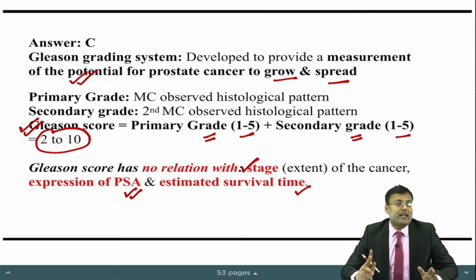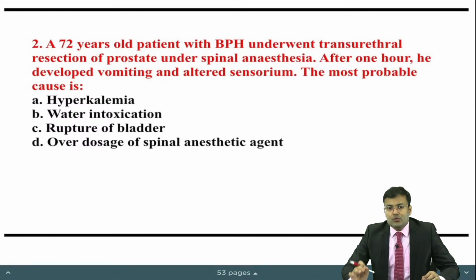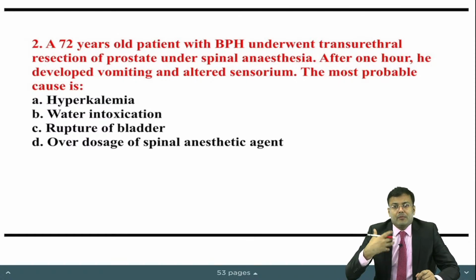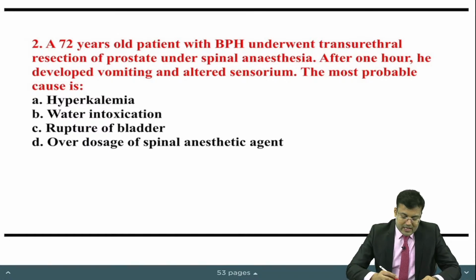Now see the second question. A 72-year-old patient with BPH underwent TURP, that is transurethral resection of prostate gland, under spinal anesthesia. This question was asked many times. After 1 hour, the patient developed vomiting and altered sensorium. What is the most probable cause? First you tell me, then I will discuss. First option is hyperkalemia, second is water intoxication, third is rupture of bladder, and fourth is overdose of spinal anesthetic agent. First tell me what is the correct answer.